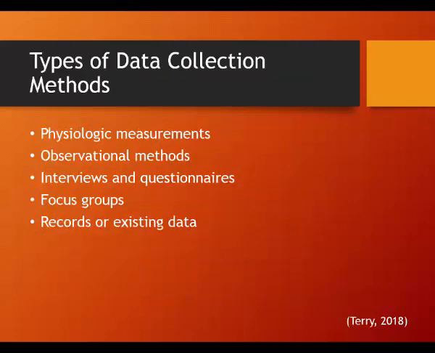The backbone of all research, both qualitative and quantitative, is the collection of data. There are 5 types of data collection, including physiologic measurements, observational methods, interviews, questionnaires, and records. Each has their own advantages and disadvantages.